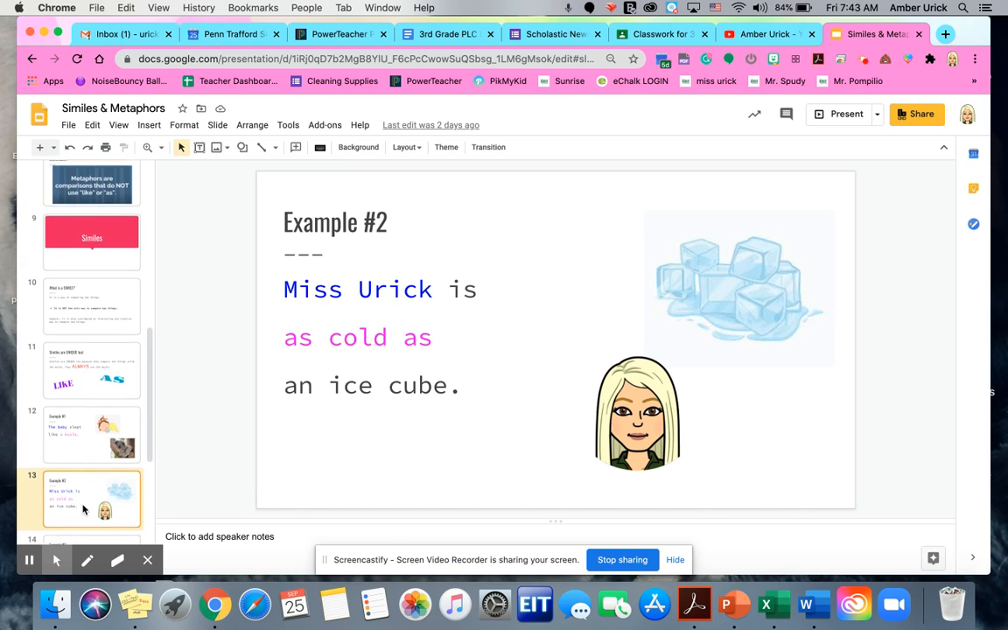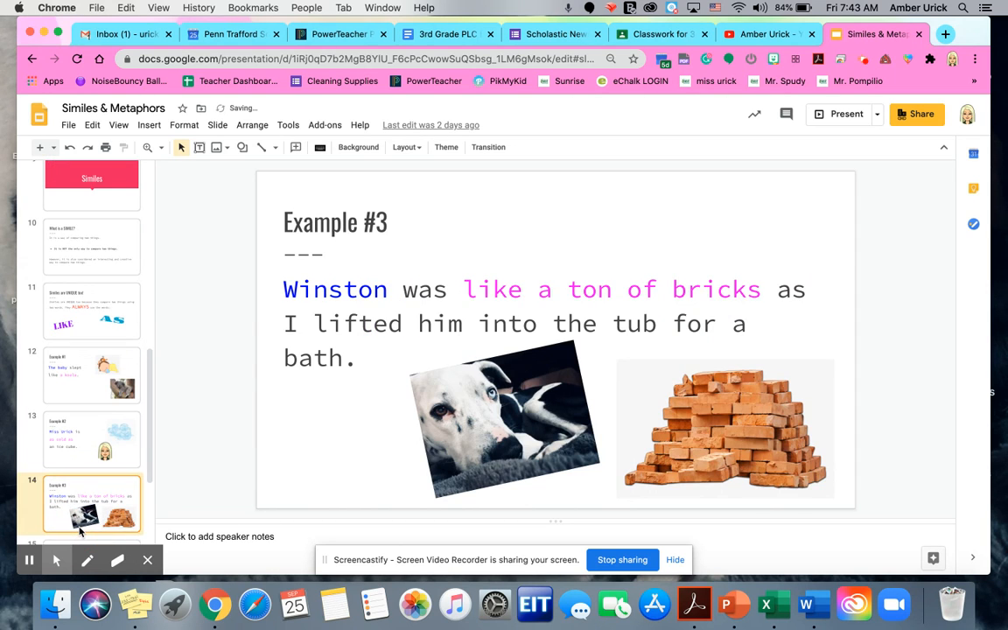Two more examples. Are you ready? Here he is. Winston was like a ton of bricks as I lifted him into the tub for a bath. And that's a pretty true statement. Even though he loves water, he's not a fan of the bath. He was like a ton of bricks. So what does that mean? Talk to your teacher about that. What does it mean he was like a ton of bricks?